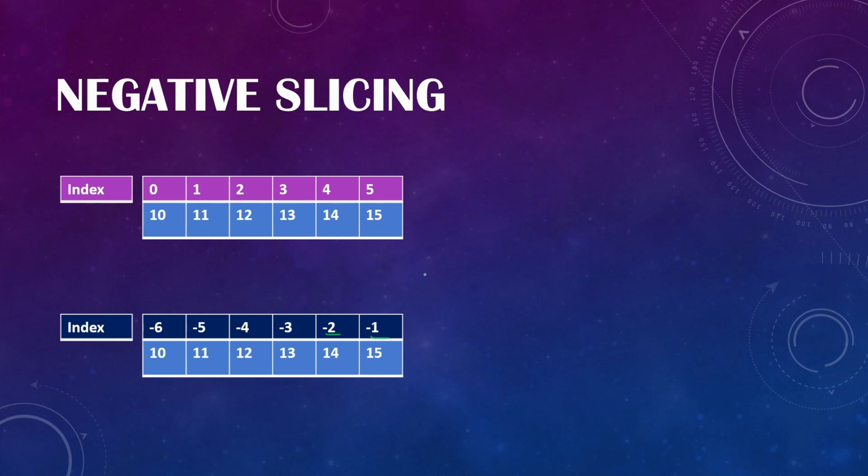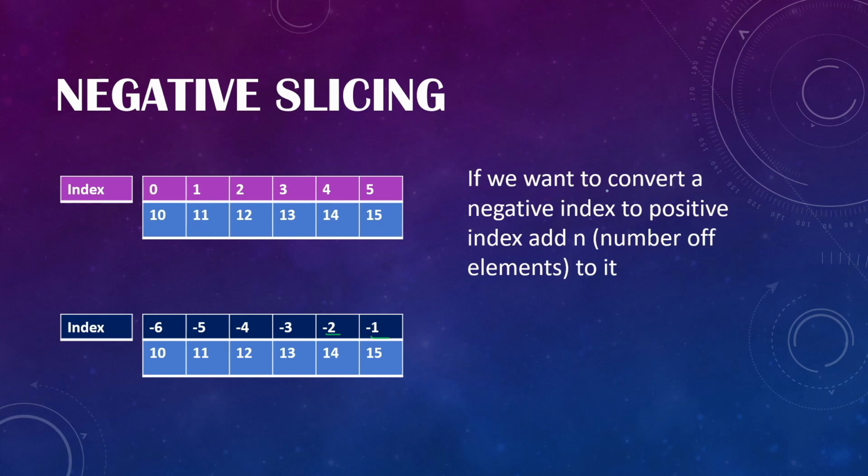Okay, now another concept is, if we want to convert a negative index to a positive index, how to do that? That is add n, that is number of elements, to it. Now if we want to convert a of -1, here the index is negative, a of -1 means we are accessing the last element, that is 15. Now how to convert this -1 to a positive is, we need to add n, that is number of elements, to it. If we add 6 to -1, we will get 5. So we can say that a of -1 is equivalent to a of 5, and also the diagram shows the same.